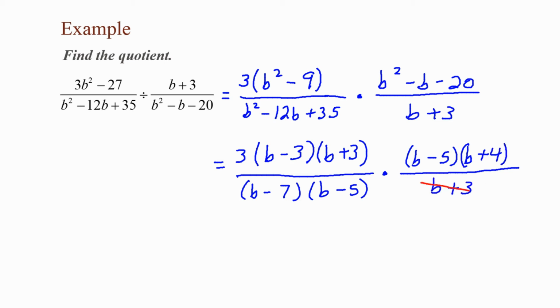I can cancel out a b plus 3 and a b minus 5. So my final answer is 3 times b minus 3 times b plus 4 divided by b minus 7.